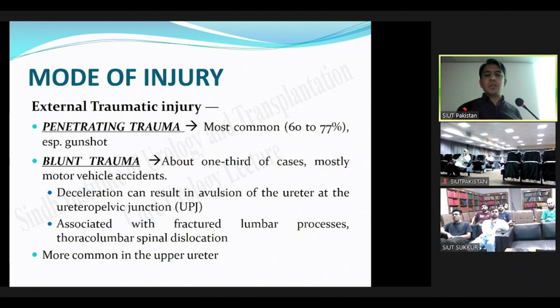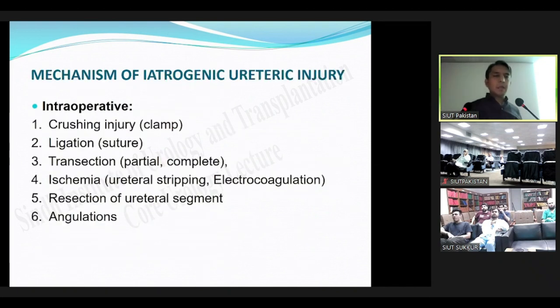It is most common in children because their spine is more mobile, which allows spine hyperextension, and that causes ureteropelvic junction avulsion. Also associated with fracture of the lumbar process and thoracoabdominal lumbar spinal dislocation. It most commonly involves the upper ureter, while the iatrogenic injury most commonly involves the pelvic ureter.